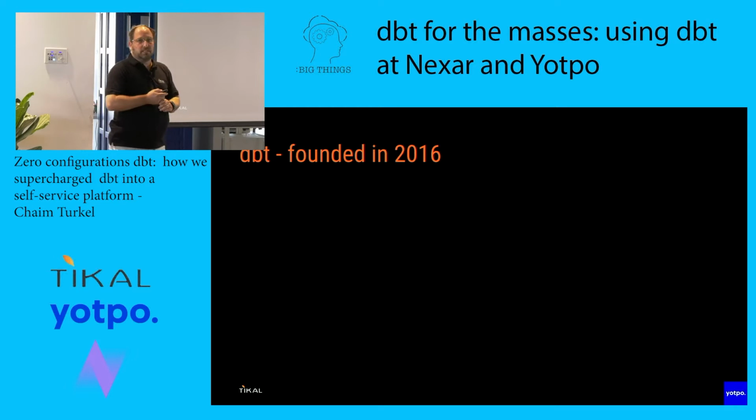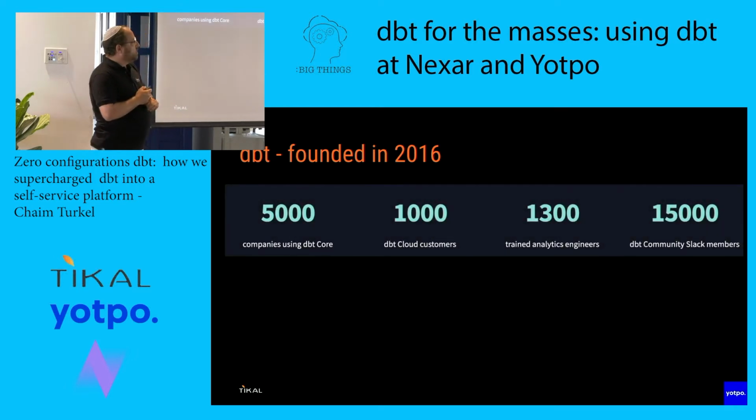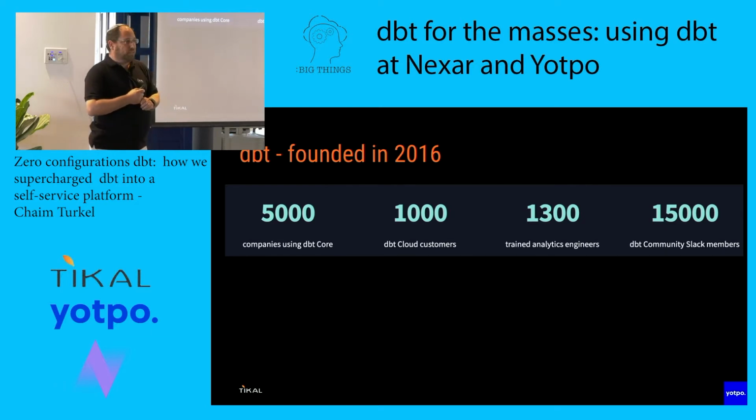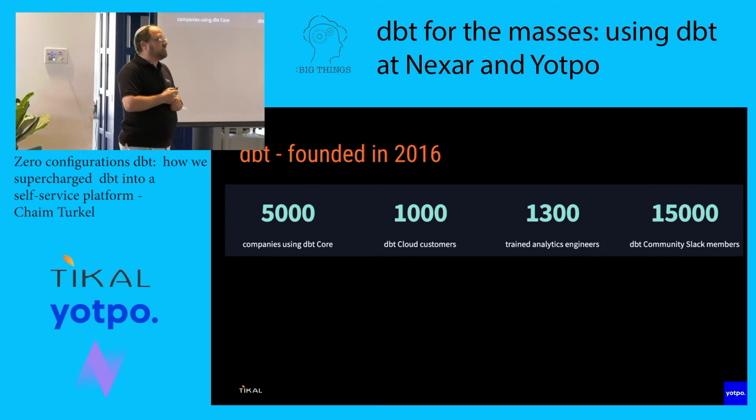So what is DBT? DBT was founded in 2016. The traction is very fast with DBT, as we see from the number of companies that are using it. It's also important to say there's DBT Core and DBT Cloud. DBT Cloud is the hosting of DBT. I will not be discussing or referencing the cloud. If you want to look there, you can. We're mainly focused on DBT Core, which is open source. And I think the most impressive number is actually the number of Slack members and the community.